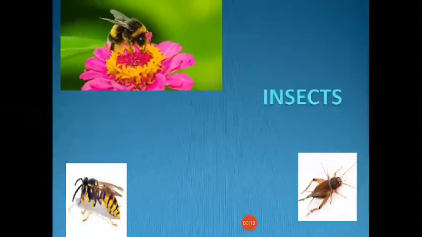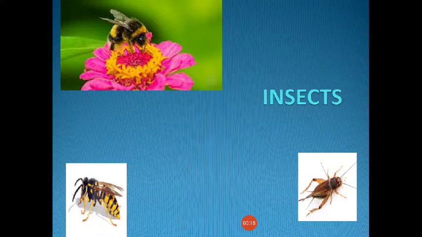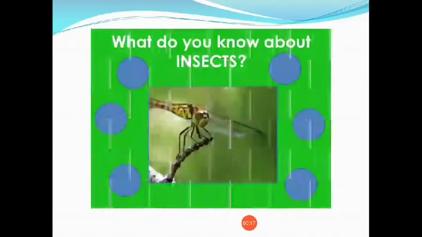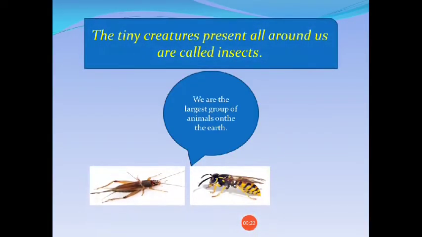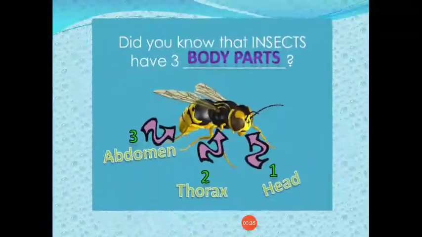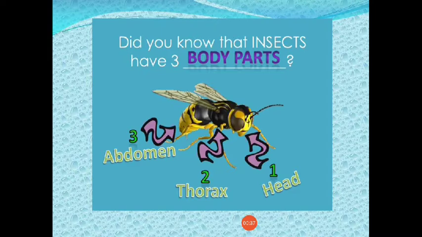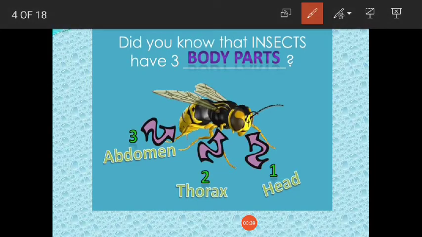Today we are going to see a presentation on insects. What do you know about insects, children? They are the tiny creatures present all around us. They are the largest group of animals on the earth. Do you know their body parts? Their body is divided into three parts: head, thorax, and abdomen.